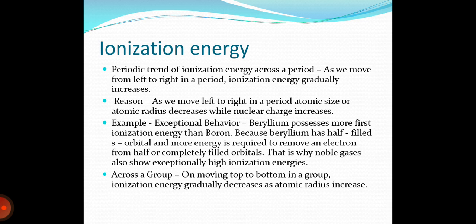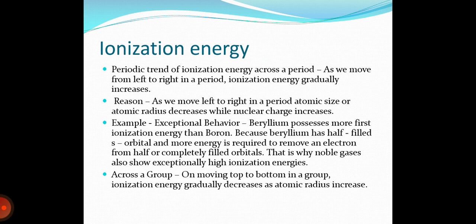Reason: as we move left to right in a period, atomic size or atomic radius decreases while nuclear charge increases. Example, exceptional: beryllium possesses more first ionization energy than boron, because beryllium has a completely filled s orbital and more energy is required to remove an electron from a half or completely filled orbital. That is why noble gases also have exceptionally high ionization energies.